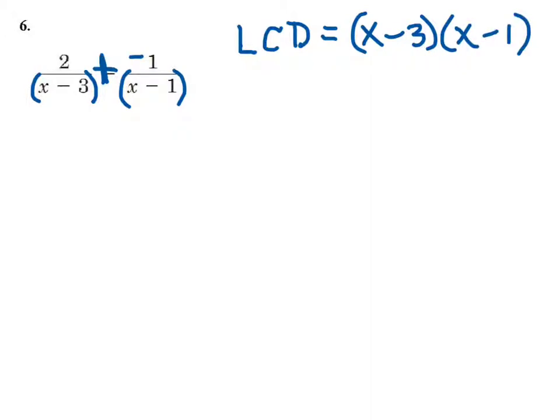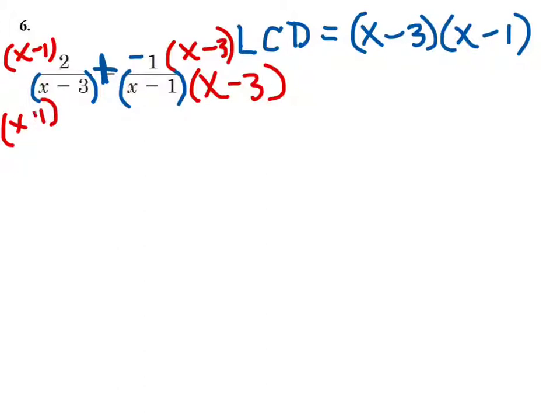So what I'll do is multiply the top and the bottom of my second fraction by x minus 3. And I'm going to multiply the top and the bottom of my first fraction by x minus 1. So notice what this actually did to my overall expression. I've now obtained a common denominator of an x minus 1 times x minus 3 in this denominator, x minus 1 times x minus 3.